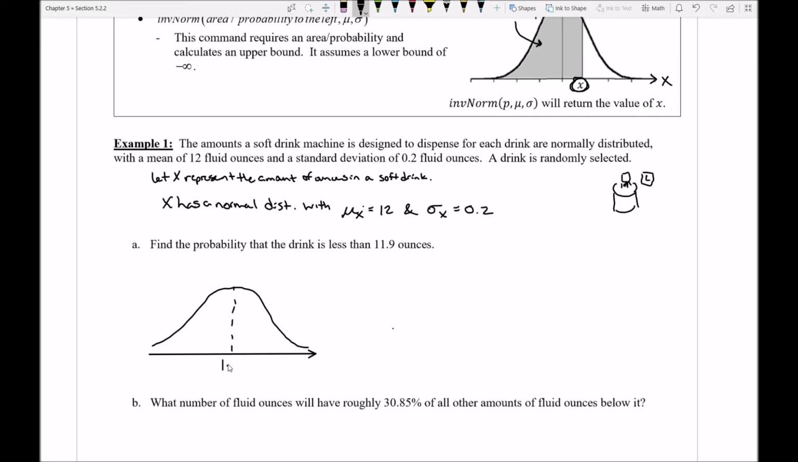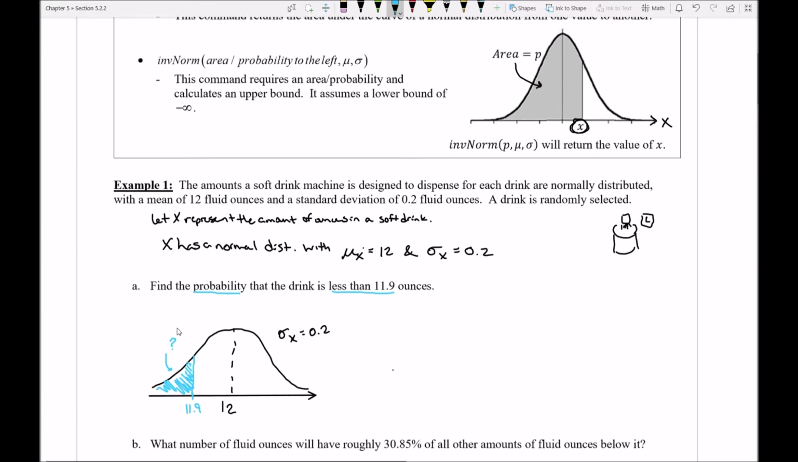I know the mean is going to be 12, and the standard deviation is going to be 0.2. So I'm interested in a drink that has less than 11.9 ounces. So let's say 11.9 is right here on the number line. And I'm going to go ahead and draw or shade less than that. And again, I'm interested in finding the probability. So I want to know how much shaded space is there.